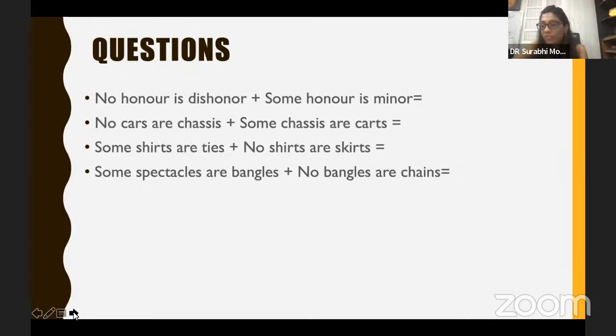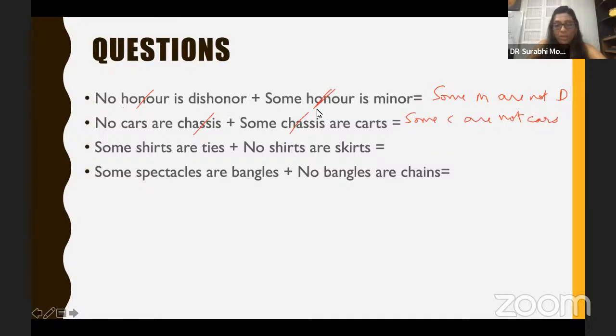Very quickly solve these, children. Let's solve it together. Step 1. Remove the middle term. Now write the answer. Some minor are not dishonor. Some carts are not cars. Isn't it? What are we doing? The some term goes with some and the negative one goes with not. Right?